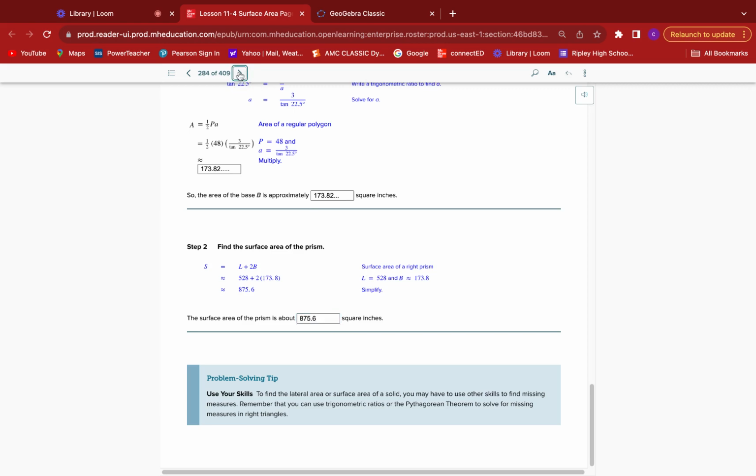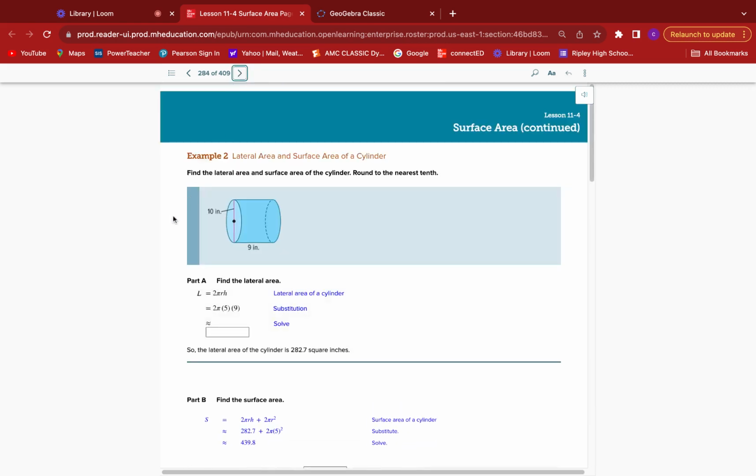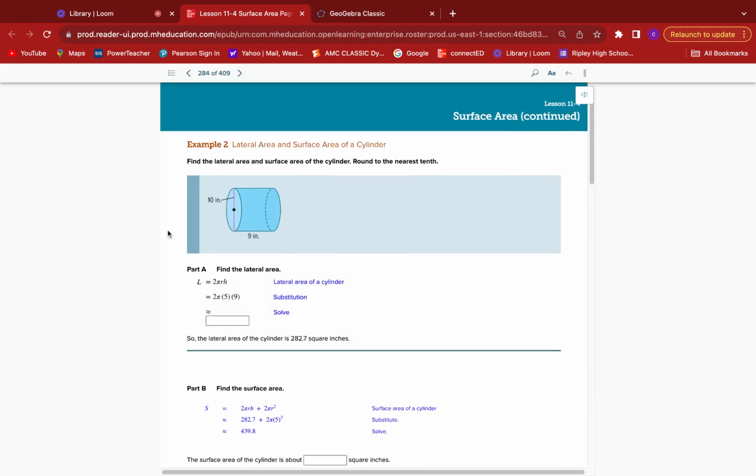So let's move to the bottom of that same page to example number 2. I think cylinders are much easier than prisms because they are very cut and dry. We want to find the surface area and the lateral area. Of course, lateral area is going to come first, to the nearest tenth. Okay, so this is a cylinder.